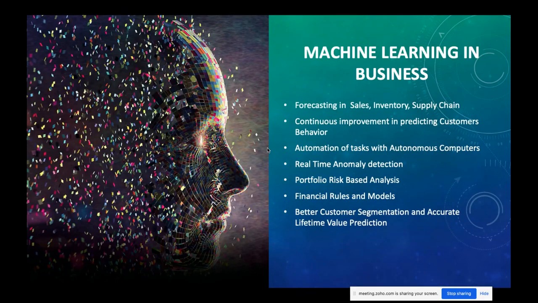These are a few examples, like forecasting in sales, inventory, and supply chains, where a company has to forecast its sales, and also perhaps they have to buy something and put it in inventory, and they don't want to put a lot of load in the warehouse, and supply chain management, of course.